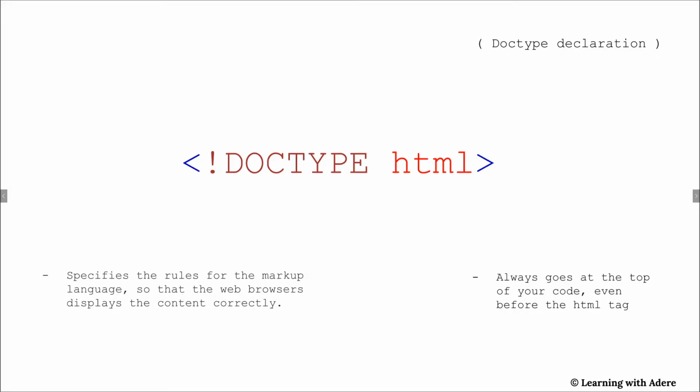So something we didn't discuss last class is a doctype declaration. A doctype declaration specifies a rule for a markup language. In this case, it's HTML. It does this so that the web browser displays the content correctly. A doctype declaration always goes at the top of your code, even before the HTML tag.